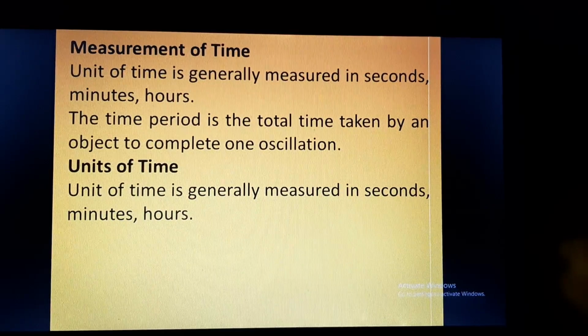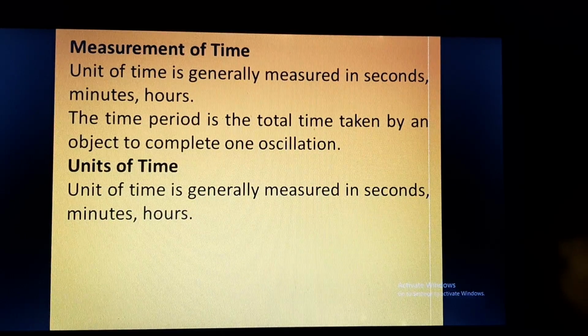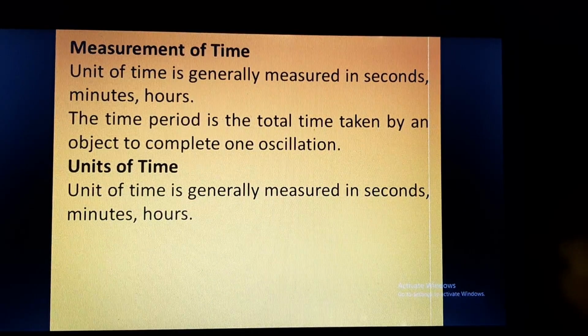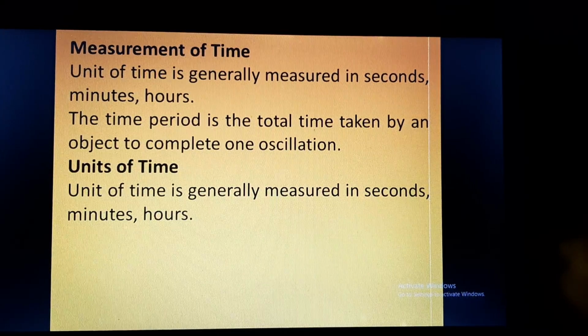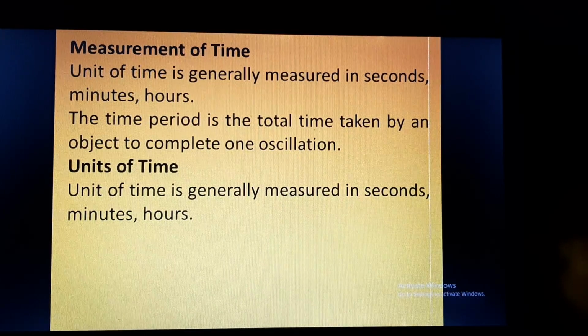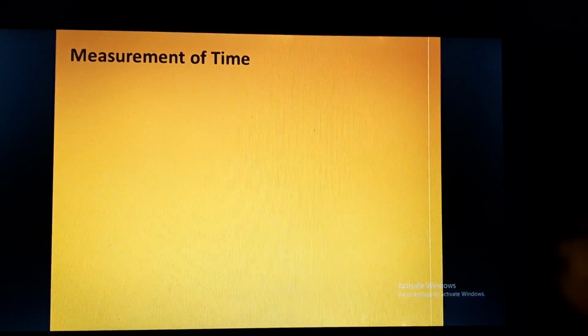Now we'll discuss time. The unit of time is generally measured in seconds, minutes and hours. Time period, what is time period? It is the total time taken by an object to complete one oscillation. This we'll discuss later. And the units of time we have discussed.